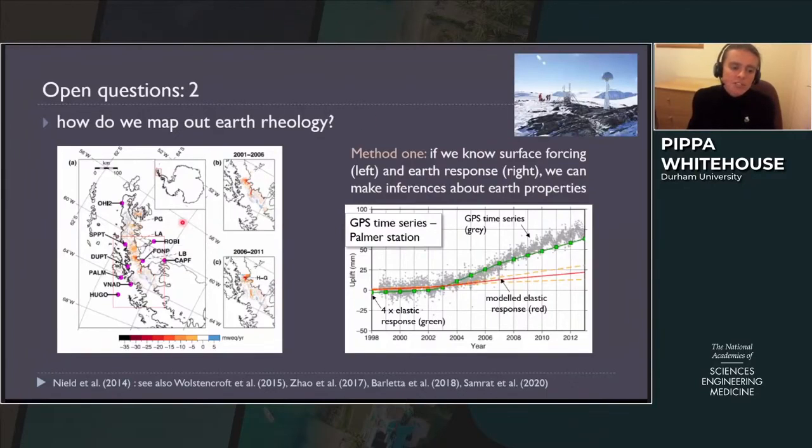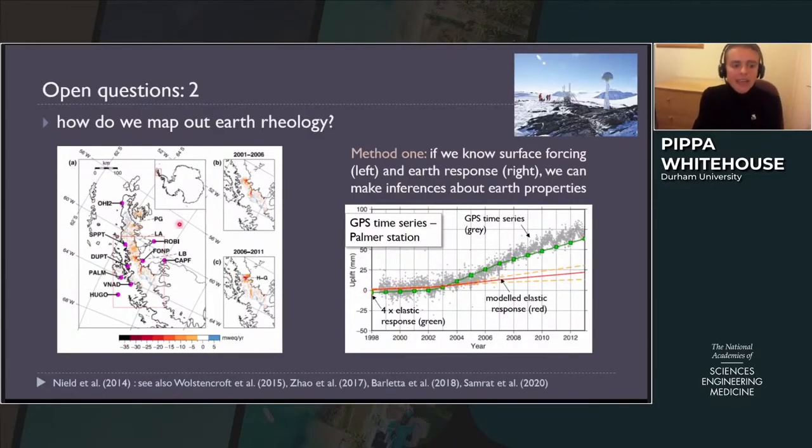We have this network of GPS instruments, the pink dots here on the left, which are surrounding this area of ice loss. This is altimetric measurements of ice sheet loss since 2002, following the breakup of the Larsen B ice shelf. And on the right here, I show the GPS measurement from one of these sites from the Palmer Station. We can see the rapid ice loss commenced in 2002, and we see this drastic change in the rate of rebound of one of these instruments.